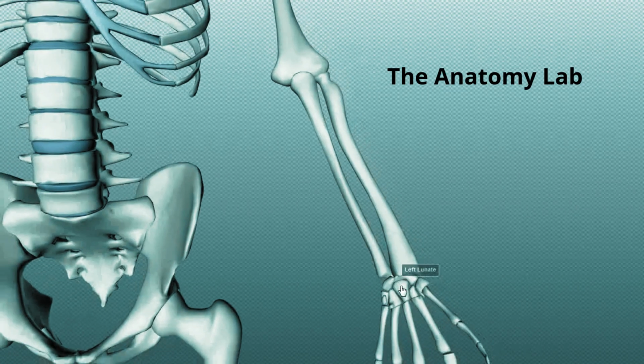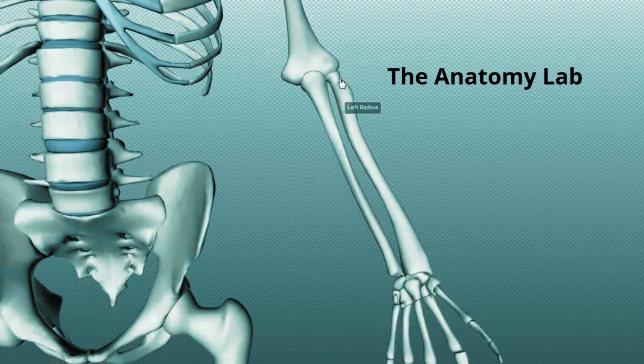Just a quick point on this model, the radial tuberosity, which is shown here as this little bump, is shown slightly more laterally than it is in life. So it's a bit more medial and anterior on the radius than it's shown in this diagram, this model.